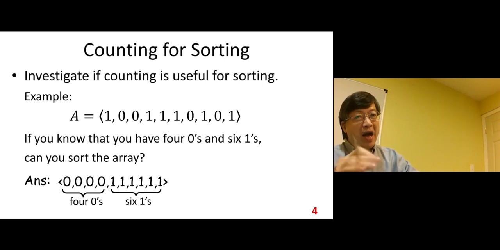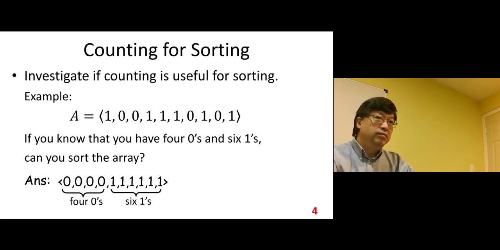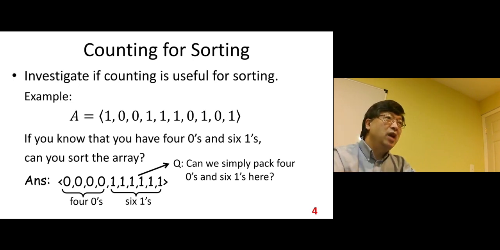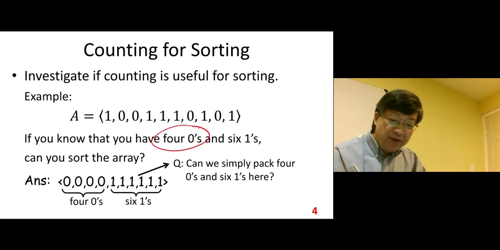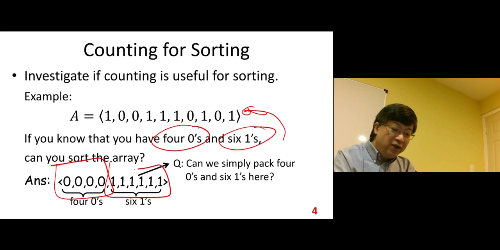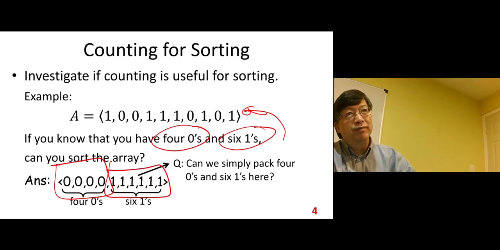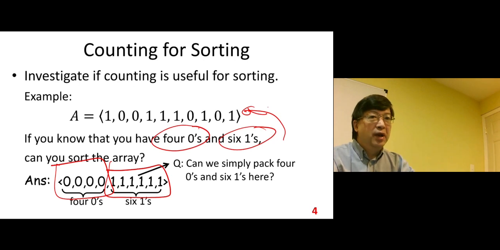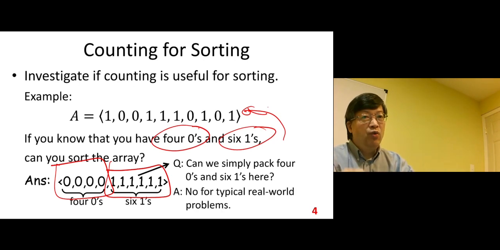Now there is another question, because we feel we need to consider a little more for a situation like this. Can we simply pack 4 zeros and 6 ones here? What I mean is, because we know there are 4 zeros, 6 ones in the original array, now we do not need to process the original array. Let's just pack 4 zeros here, 6 ones there, put them together, and we get the array sorted. Can we do it that way? Think about it. But here, let me give you the answer. The answer is no for typical real-world problems.